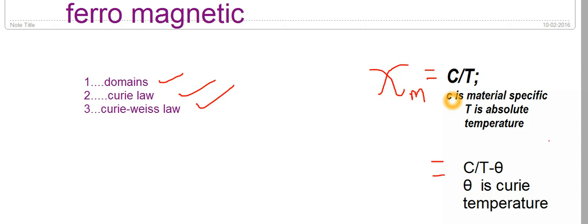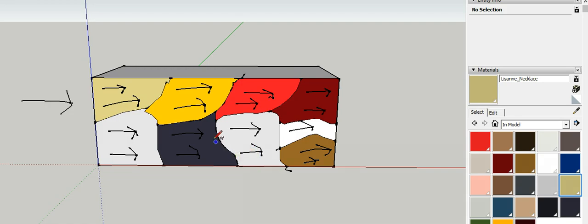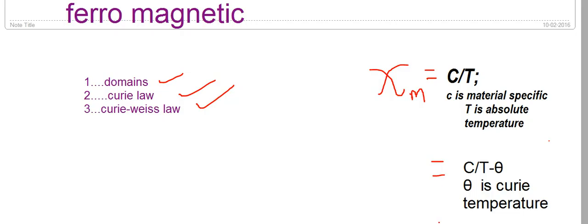Now we will see it symbolically. See, many dipoles are oriented in the same direction. What happens when I increase the temperature? When I increase the temperature, due to thermal agitation, these dipoles will go back to their earlier positions, that is, they won't be oriented in the same direction. That is, magnetic susceptibility will decrease as we increase the temperature. That means susceptibility is equal to C by T.